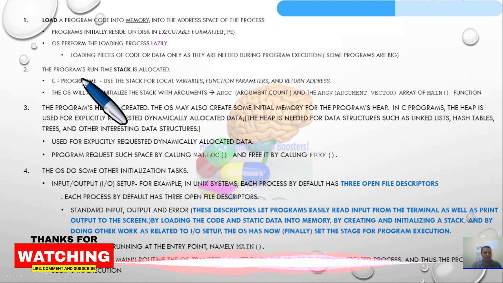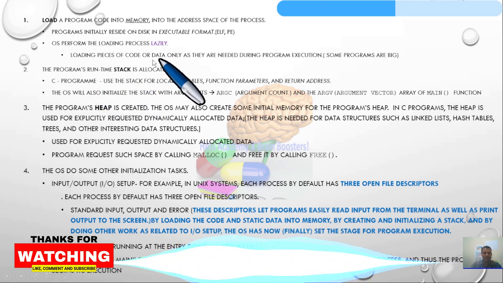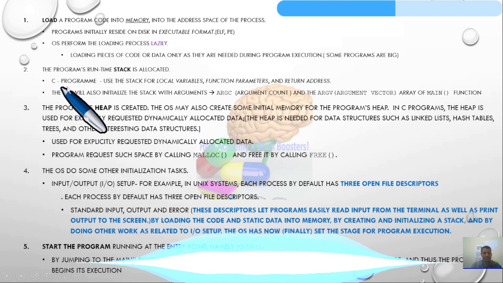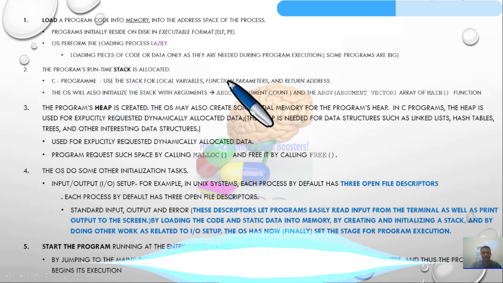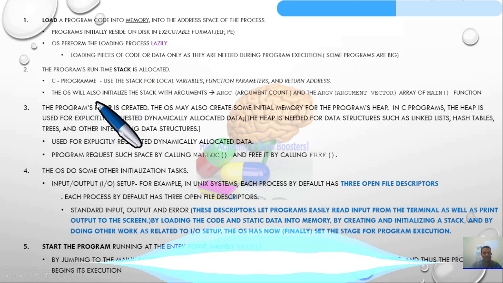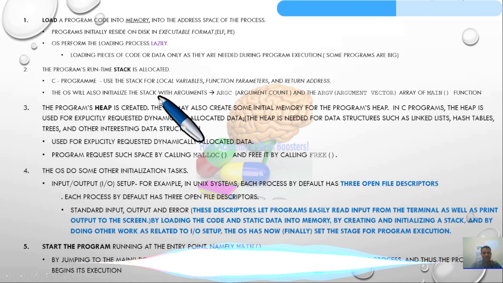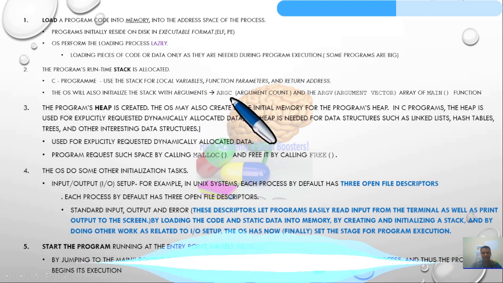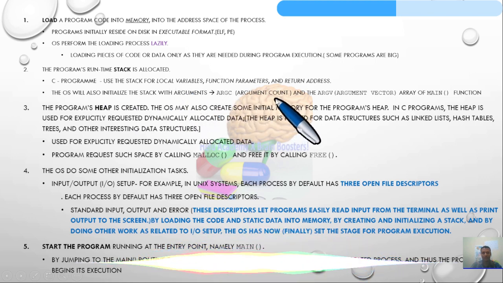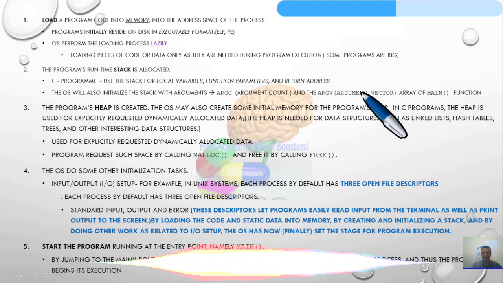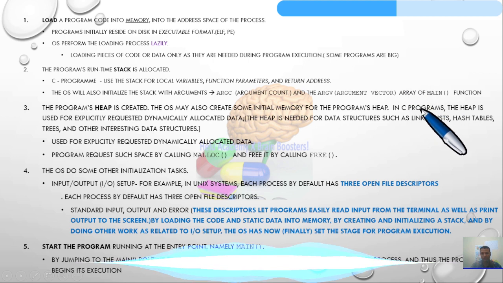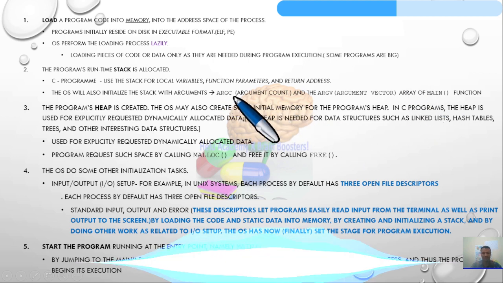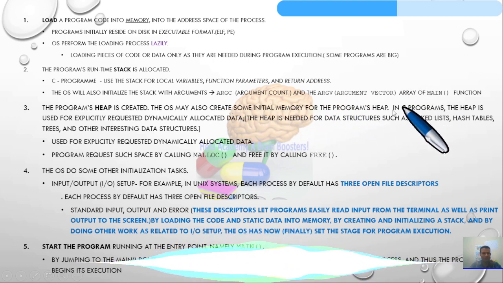The program runtime stack is allocated. In C programming, we use the stack. The stack is used for variables, function parameters, and return addresses. The operating system will also initialize the stack with the arguments argc, which means argument count, and argv, the argument vector array, for the main function. Okay, these are the arguments argc and argv of the main function.